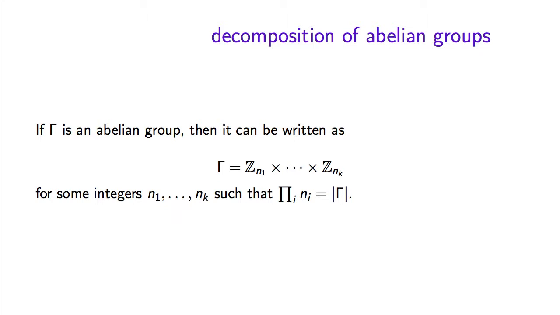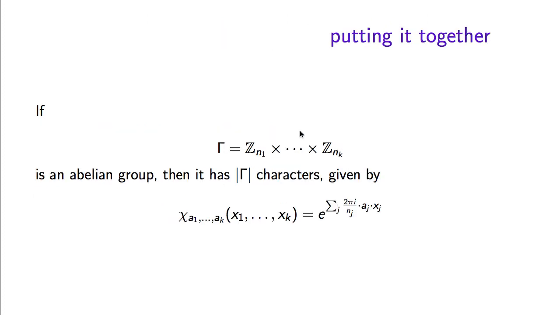But there is a theorem that we'll give just without proof, that if you have an abelian finite group, it's always possible to write it, up to isomorphism, as a product of cyclic groups, where these numbers n1 through nk are numbers whose product is the cardinality of gamma. Put these results together, we see that if we take any group that is abelian and finite, we can decompose it into a product of cyclic groups.